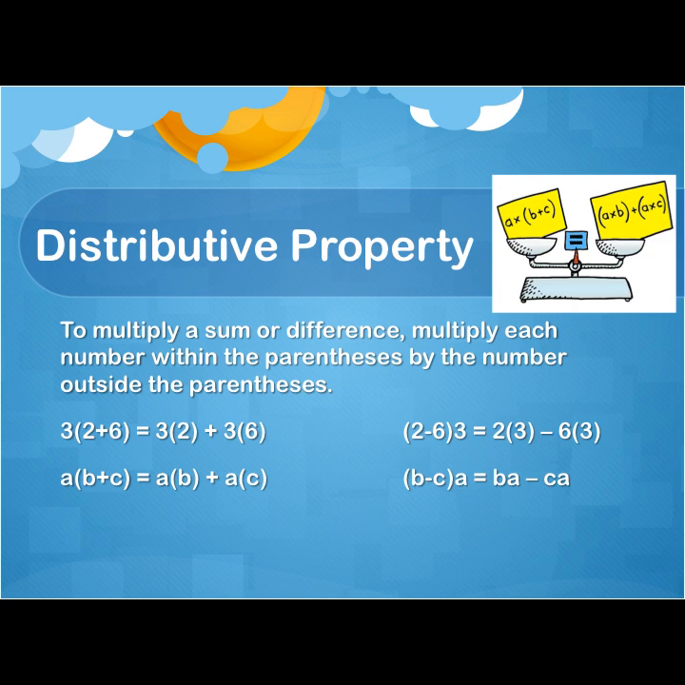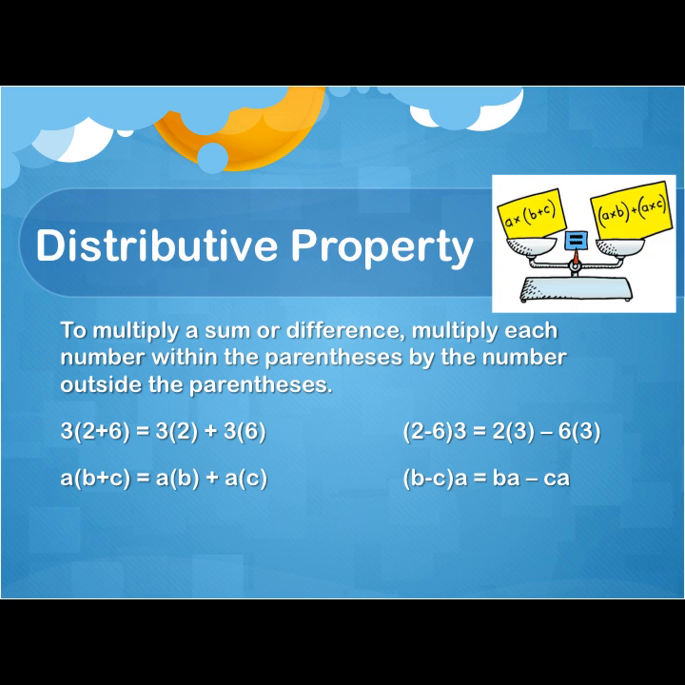Now we will look at the distributive property. The distributive property states, to multiply a sum or difference, multiply each number within the parentheses by the number outside the parentheses. As a numerical example, 3 times 2 plus 6 can be rewritten as 3 times 2 plus 3 times 6. Or 2 minus 6 times 3 can be equal to 2 times 3 minus 6 times 3.